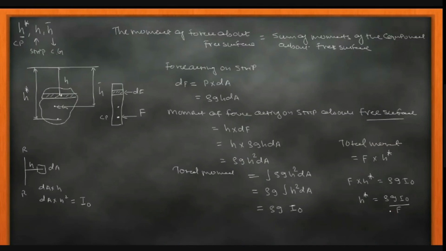We put down the value over here in this expression. Let me write that H star equals rho g I naught divided by F, and the value of F we know, so rho g I naught divided by F means rho g I naught divided by rho g A H cut. So we get finally H star equals I naught divided by A H cut, as rho g cancels out from the numerator and denominator.